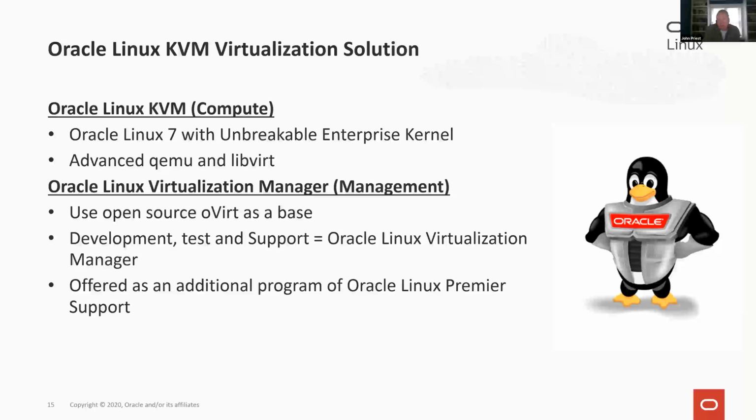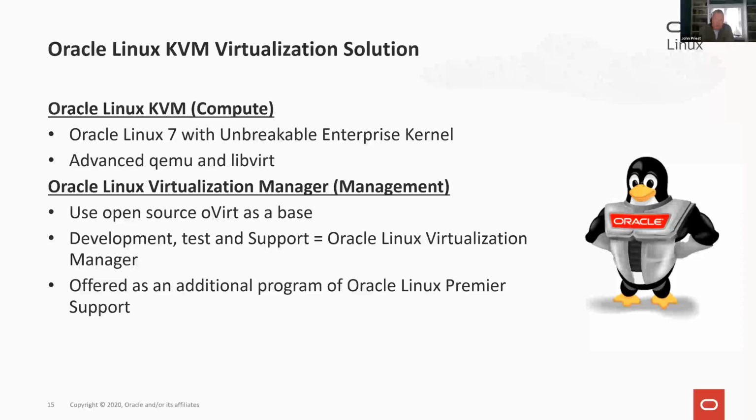But the two key components here are the Oracle Linux KVM component, which is our hypervisor. This comes as part of our Oracle Linux distribution, so it's Oracle Linux 7 specifically, with our Unbreakable Enterprise Kernel. We also offer more advanced, upstream versions of QEMU and libvirt as part of the solution, but all these components are available today. They're, again, part of our Oracle Cloud Infrastructure, which is the second generation cloud. So we use it within our own cloud. We distribute this enterprise quality KVM hypervisor to anybody that wants to use it. So it's widely available and it's free to download, free to use.